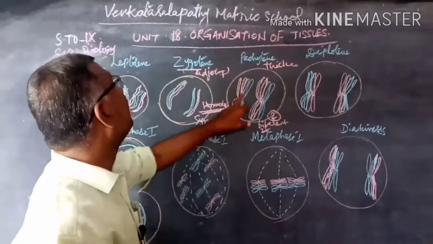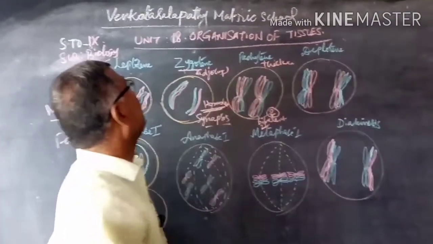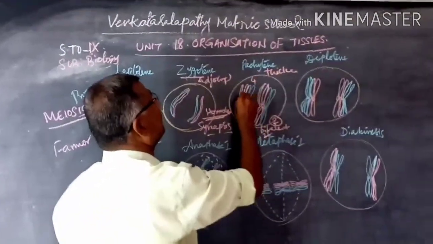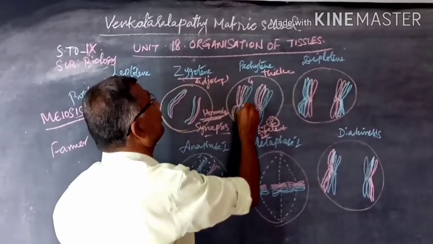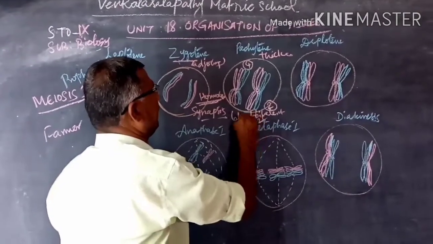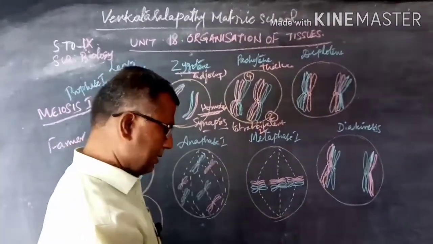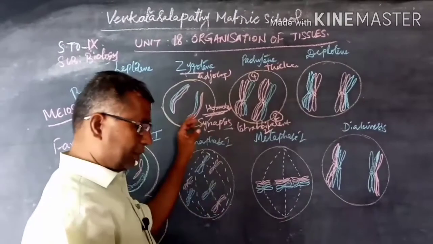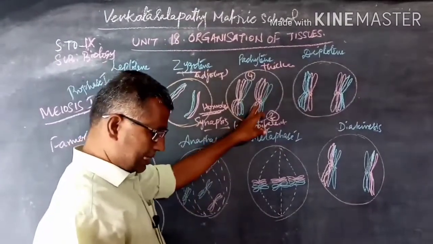Each bivalent contains a tetrad, that is 4 chromatids. This is called a chromatid, this is called the centromere. So 4 chromatids, that is why it is called a tetrad. Understand? Tetrads. Then the homologous chromosomes begin to separate.